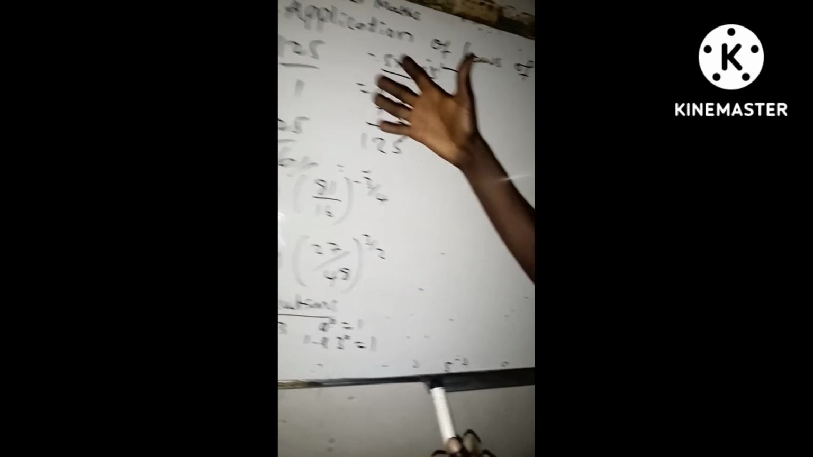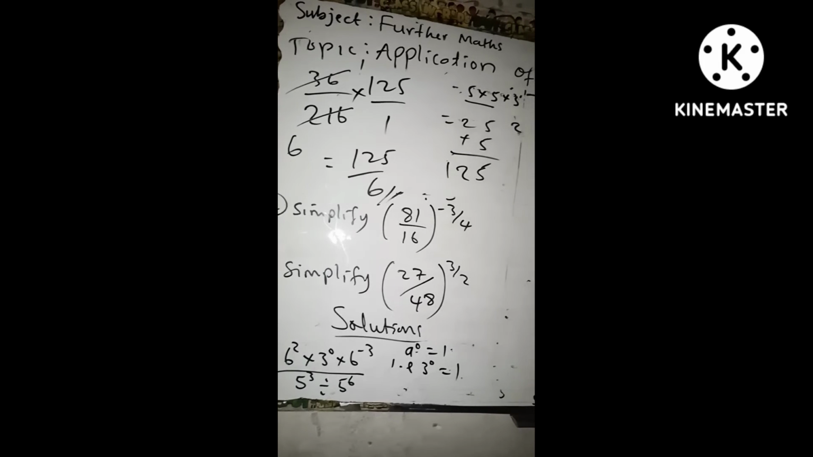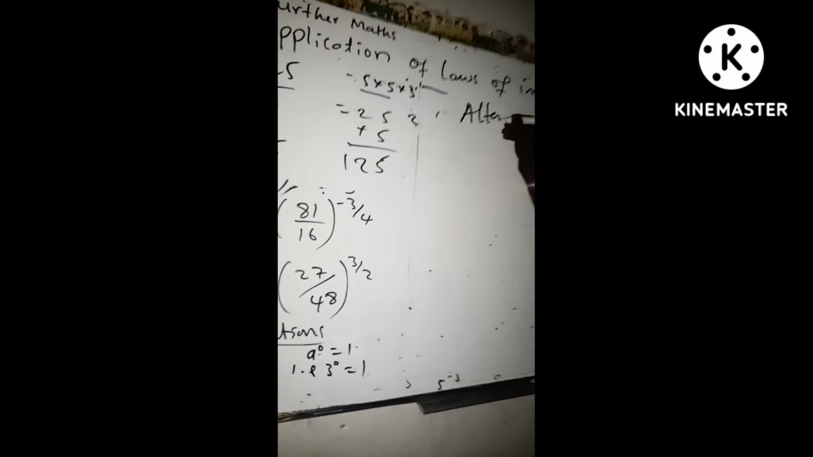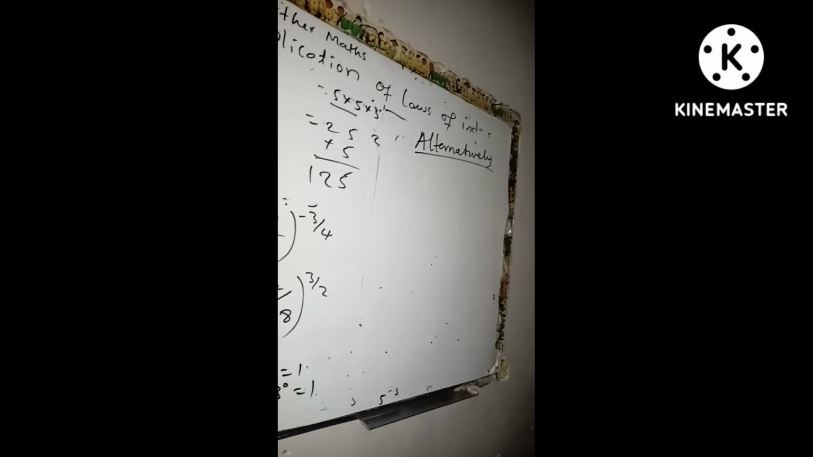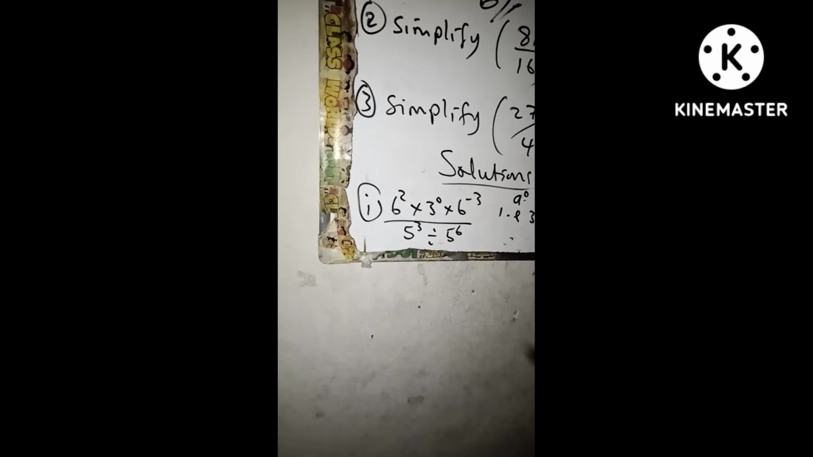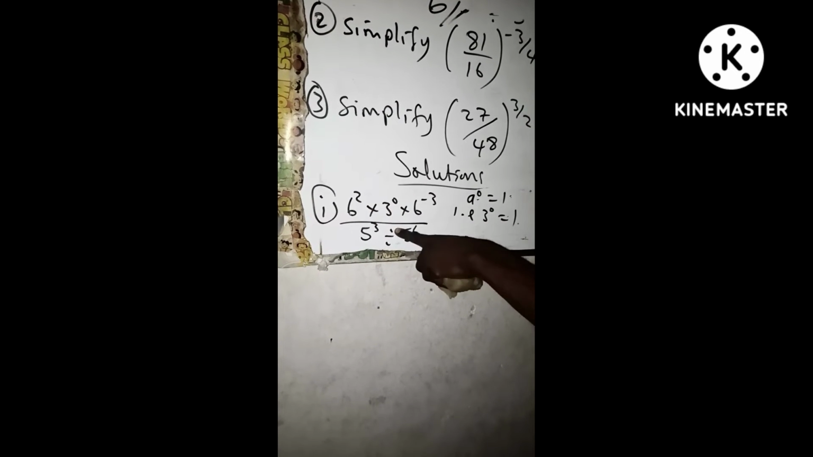Alternatively, instead of using this long method that I gave you, we can solve it the other way around. Alternatively, the same question can be solved like this. The same question 1. Remember, this is 6 to the power of 2, and we agree that 3 to the power of 0 is 1. So, if 3 to the power of 0 is 1, it means 6 to the power of 2 times 1 is 6 to the power of 2.